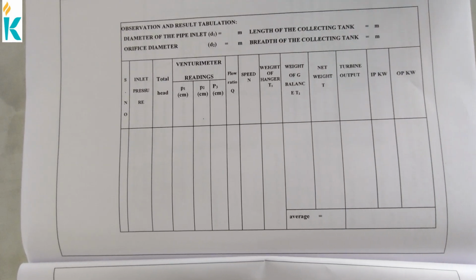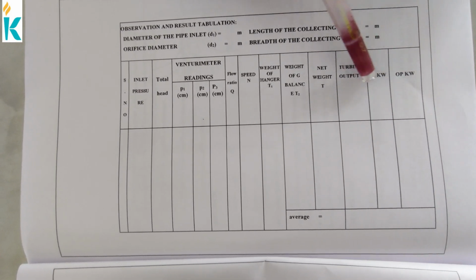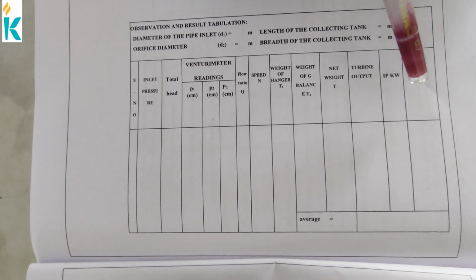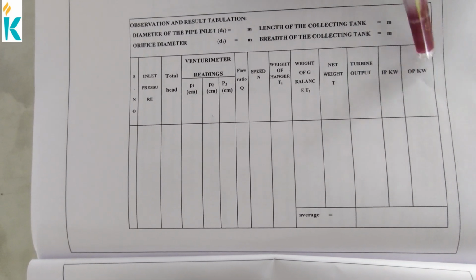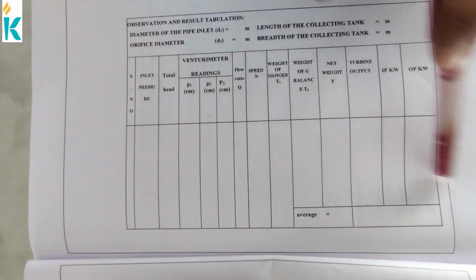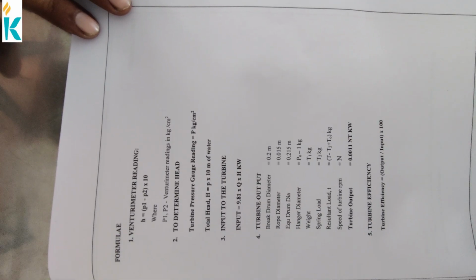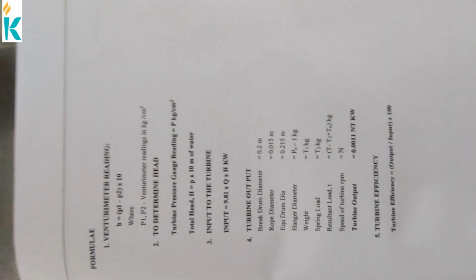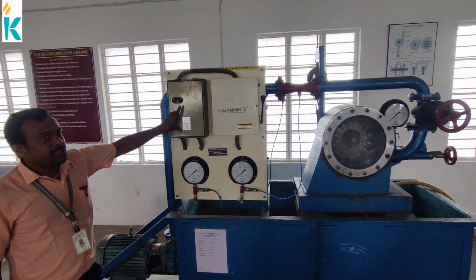So this is the output of the turbine. Then the input, how much input is given to the turbine. Output divided by input gives the efficiency of the Pelton wheel. This is the average value. From the tabular column, use the corresponding parameters and apply the given formula to get the efficiency of the Pelton turbine.